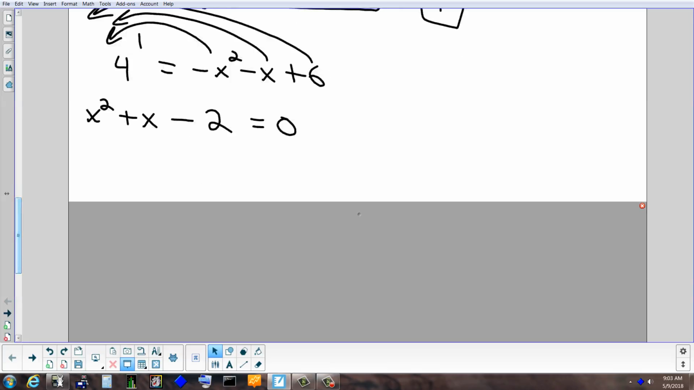All right. So now, if we try to factor that, let's see. We're looking for 2 numbers that multiply to give me 2 and subtract to give me 1. Anyone think of 2 numbers that multiply to give me 2 and subtract to give me 1? Yep. 2 and 1. So my first two terms are x and x. When you have a positive middle and a negative constant, what are your signs in the parentheses?